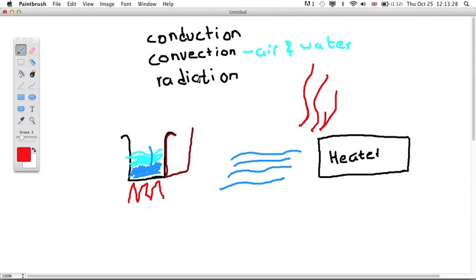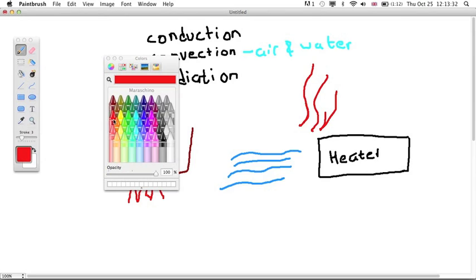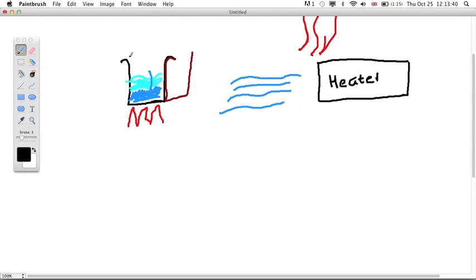Now we get to radiation, which is also different. Radiation can only occur when there's a vacuum in space. So it cannot occur in water or in gas, even in the least dense gas, because it needs a vacuum. And the classic example is the sun's heat reaching us. During the summer, we feel very warm, and this is the sun's heat.